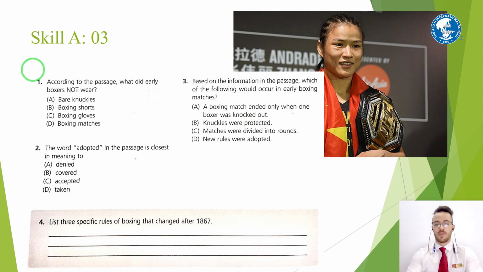Question number 2. The word adopted in the passage is closest in meaning to A, denied, B, covered, C, accepted, or D, taken. Correct answer there, C, accepted.